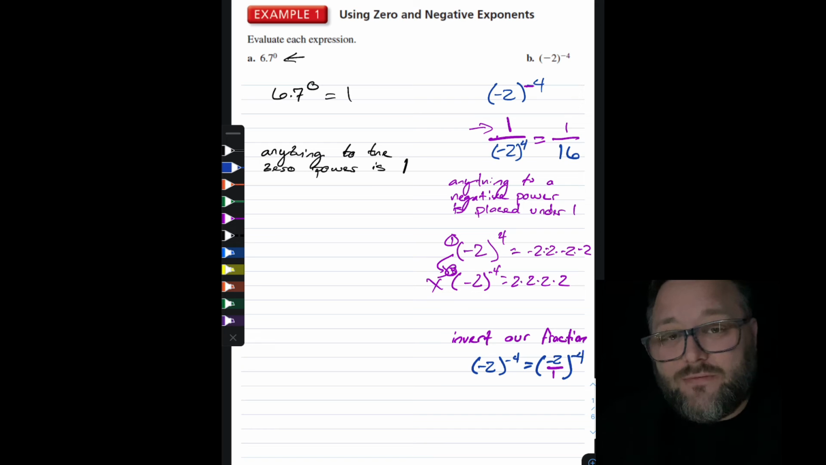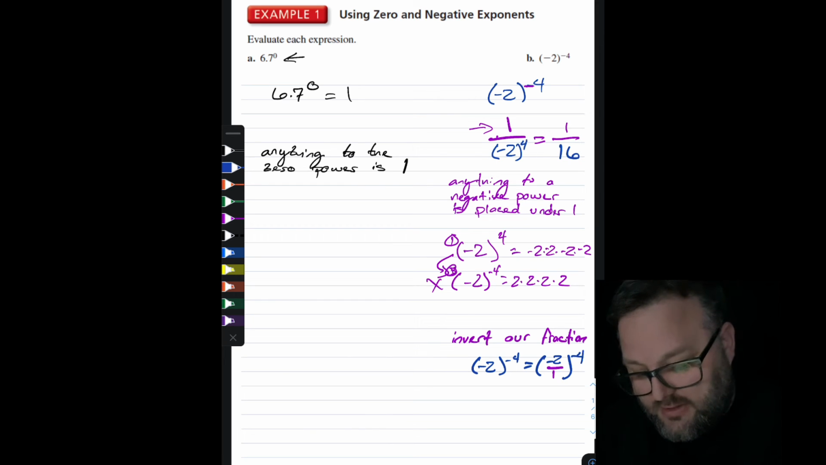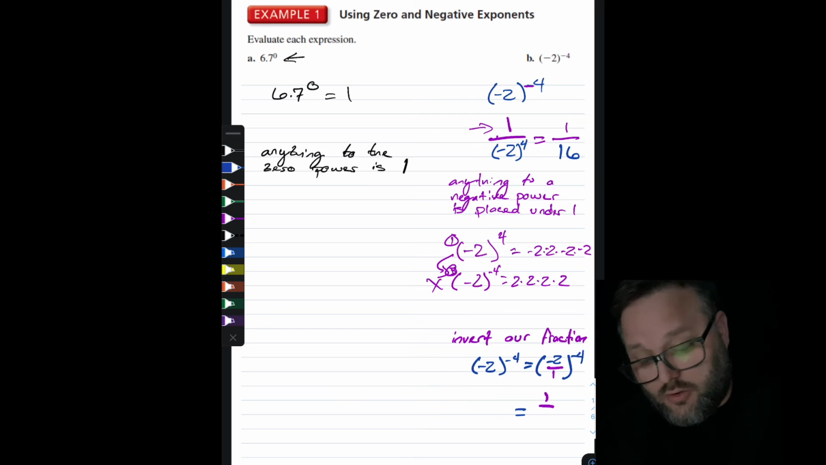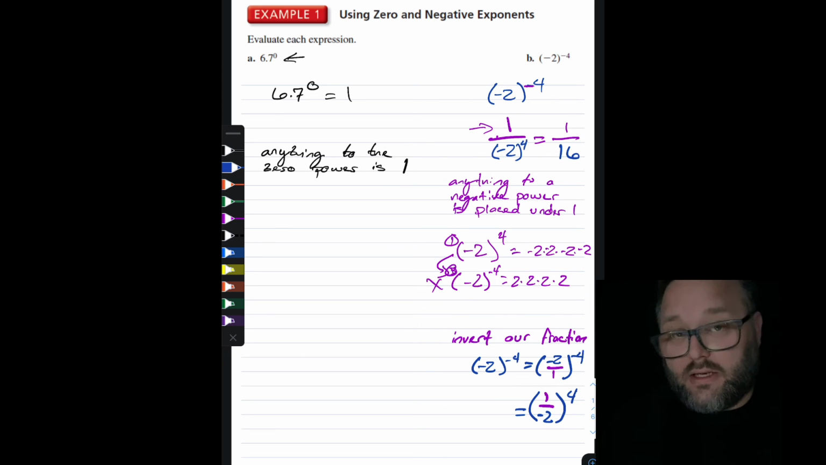So a negative exponent means to invert our fraction. Invert is a fancy word for flip. Okay, so that means our numerator becomes the denominator, and our denominator becomes the numerator. And this is extremely important because what that means is if we flip the denominator to the numerator, it becomes 1 over, and then our numerator to the denominator is -2. And it's still to the 4th power, but because we inverted it, that negative in the power is gone.